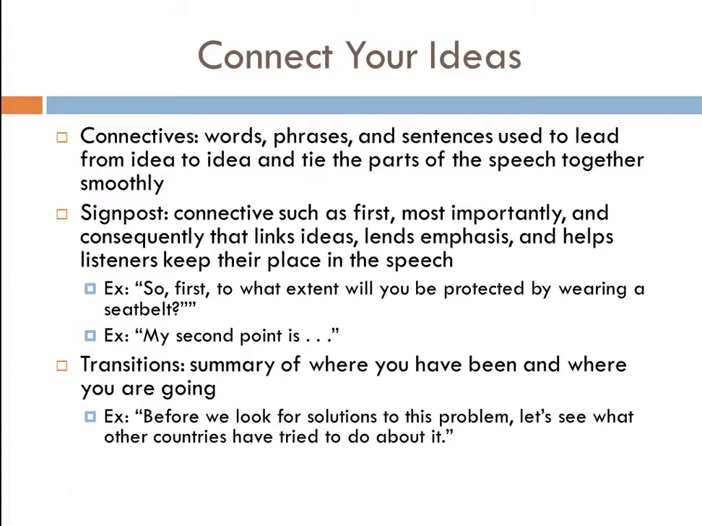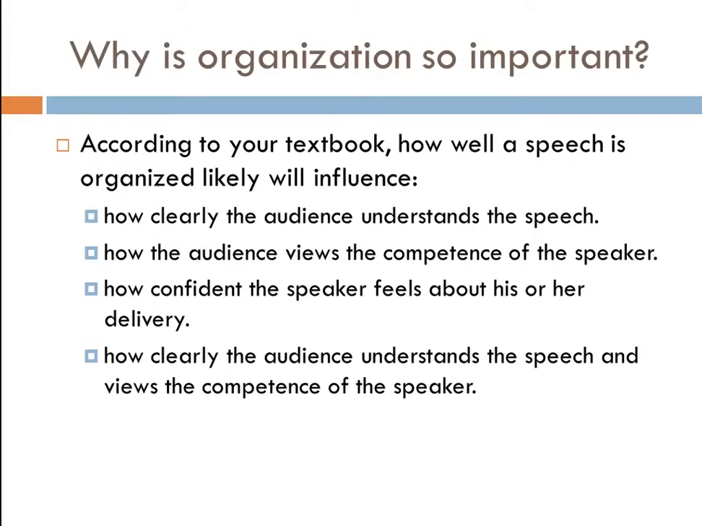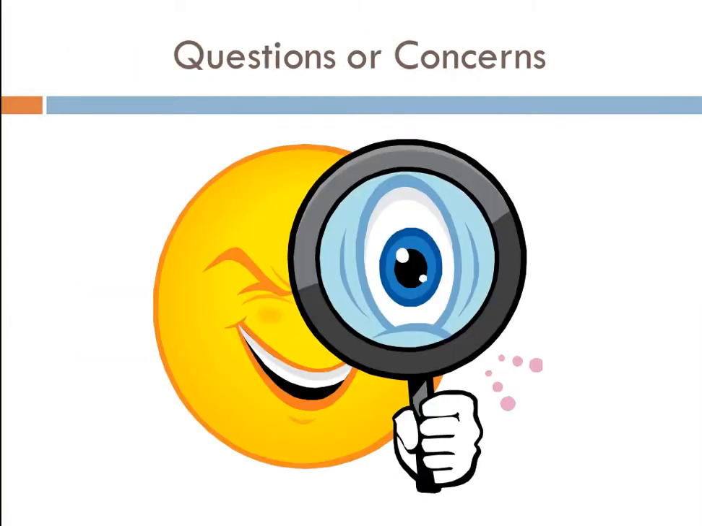Transitions are a summary of where you've been and where you're going. So a transition is what leads us from one main point to the next in our speeches. A good example of a transition would be, before we look for solutions to this problem, let's see what other countries have tried to do about it. We transitioned to our next point with that statement. So why is organization so important? Well, according to your textbook, how well a speech is organized will likely influence how clearly the audience understands the speech, how the audience views the competence of the speaker, and how confident the speaker feels about his or her delivery. So organization is vital in a properly designed speech.